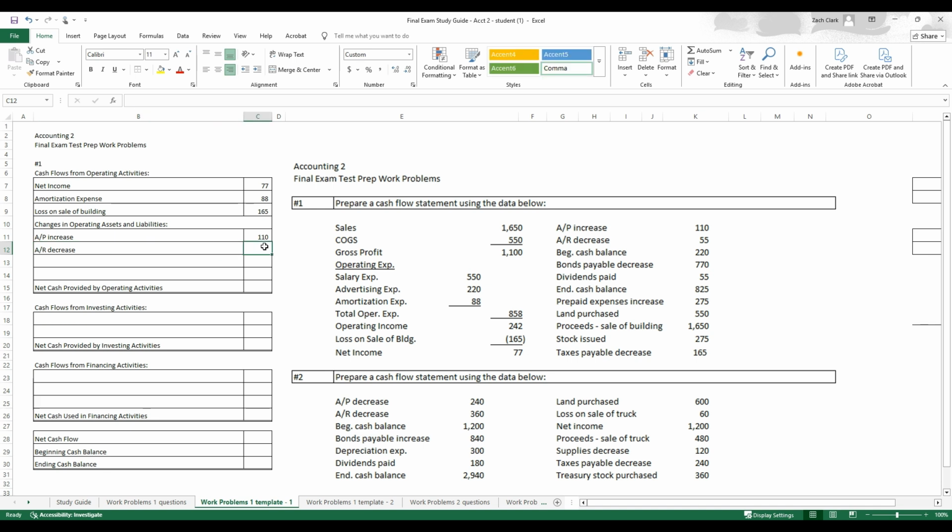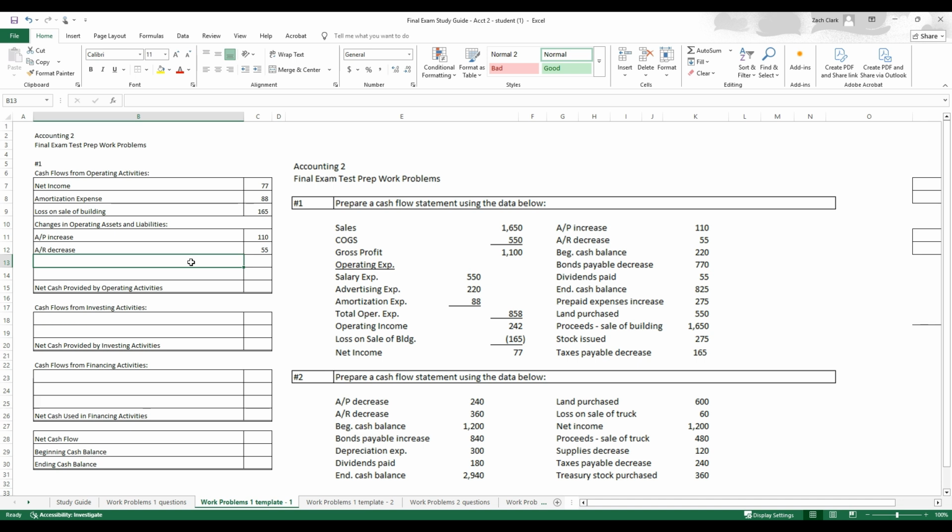And so when we think about what that's going to drive, if AR is going down, cash is coming in from our customers, then it's going to be a positive, and we're going to add that back in, right? There's also another way to say that: if AR went up, then we would have that be a negative amount essentially.